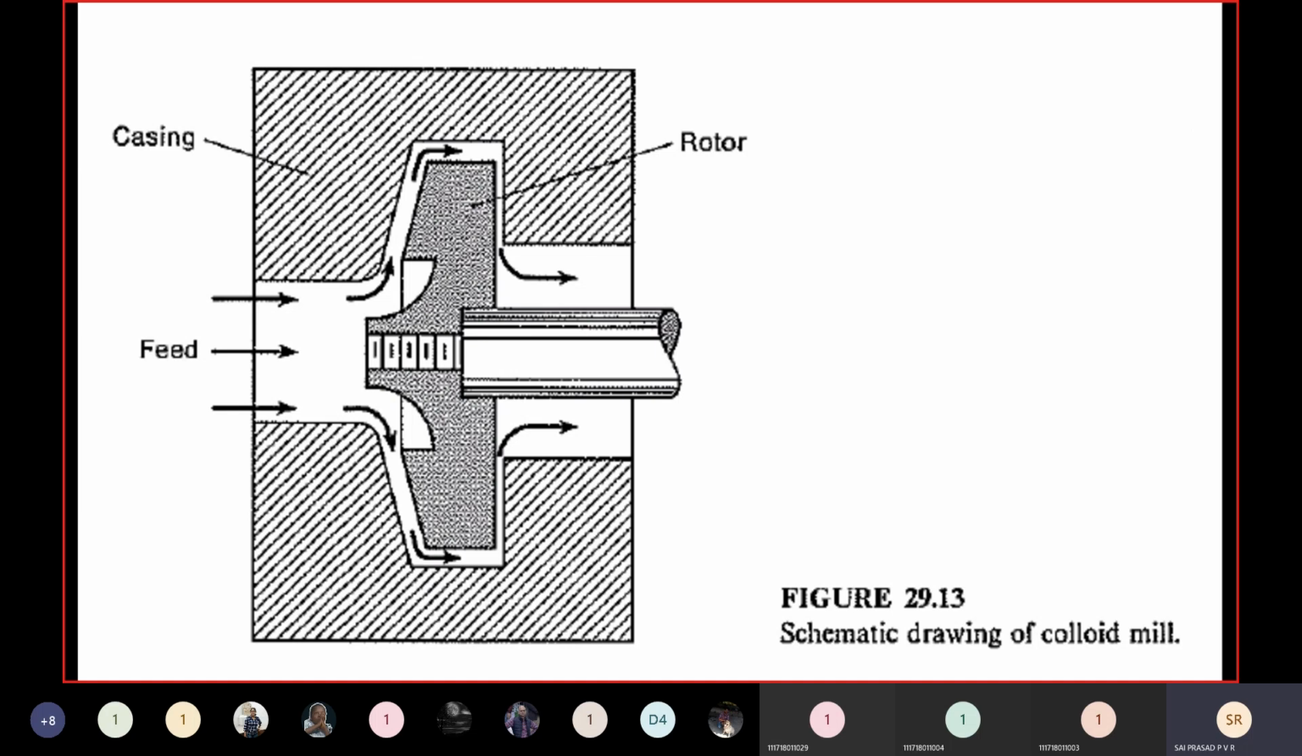We have a casing in which a rotor is rotating. So this is the central shaft and this is the rotor blade. This is rotating in this entire setup. This is the casing, and we have a narrow gap here. With high pressure, the feed is injected into the system.